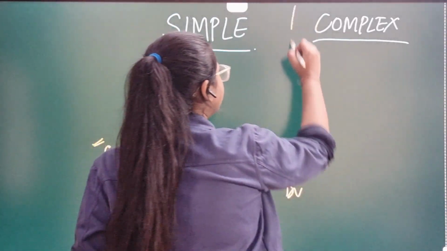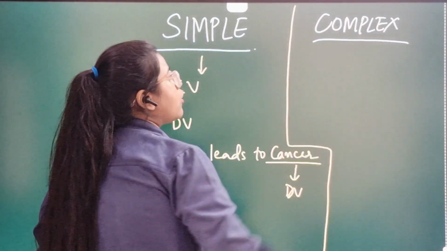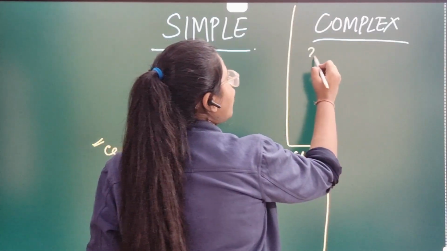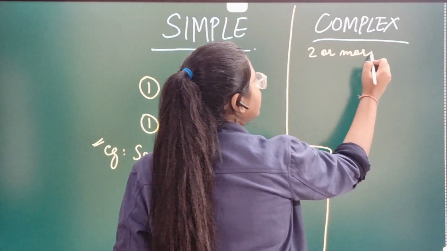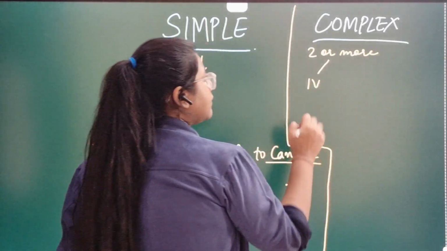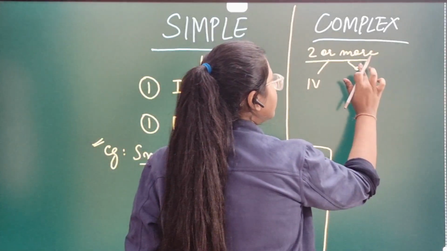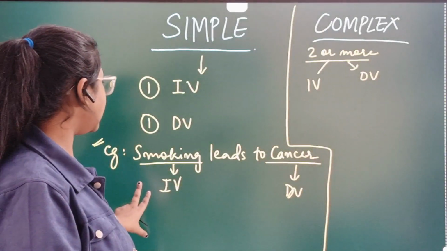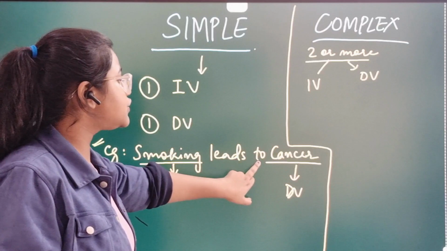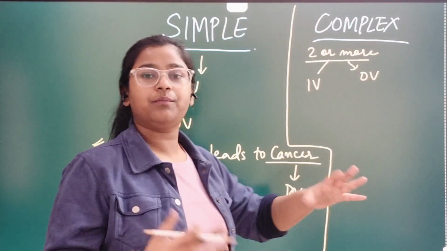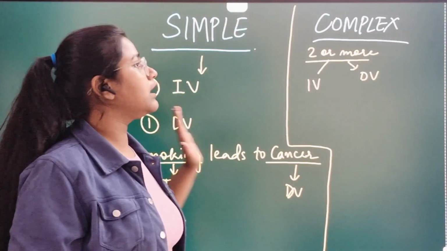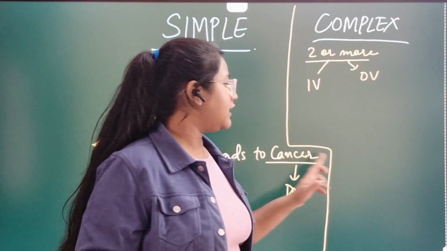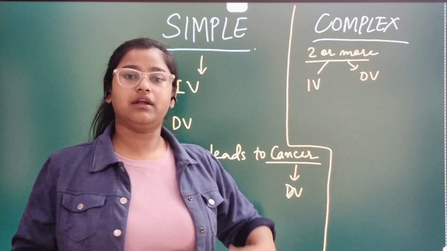Okay. When I come to my complex hypothesis, I say that there is more than one, which is two or more. Two or more independent variables, two or more dependent variables. For example, smoking and drinking lead to cancer and liver problems. So smoking and drinking will be my independent variables and cancer and liver problems will be my dependent variables.